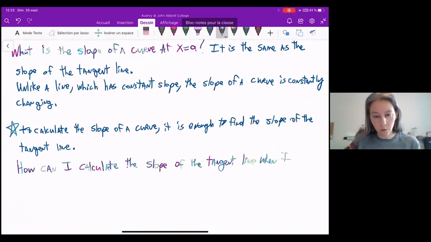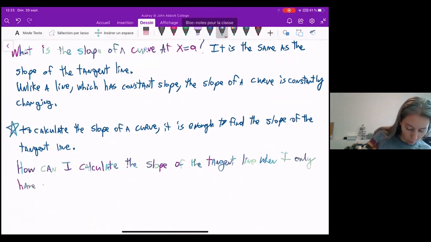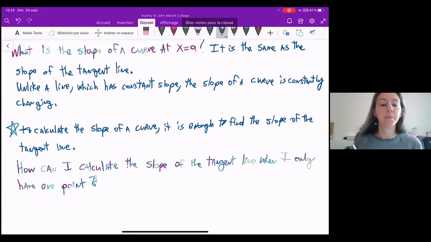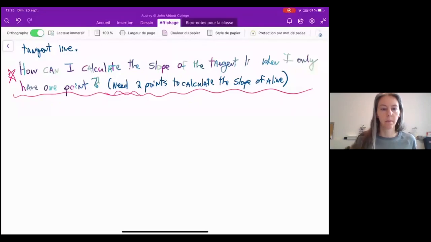How can I calculate the slope of the tangent line when I only have 1 point? Question mark. That's a question mark, in case you were wondering. So again, I remind you, we need 2 points to calculate the slope of a line. This is our big question of the day. And this is where that new idea of secant lines comes in.